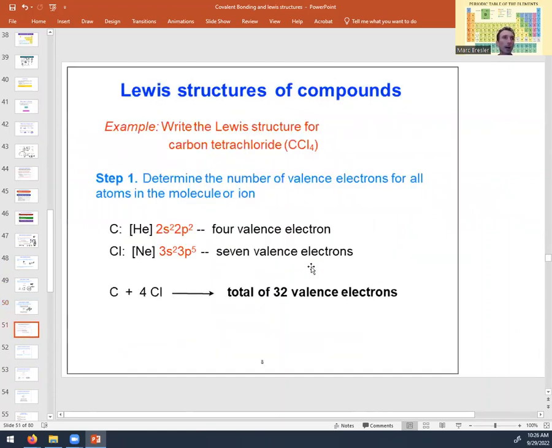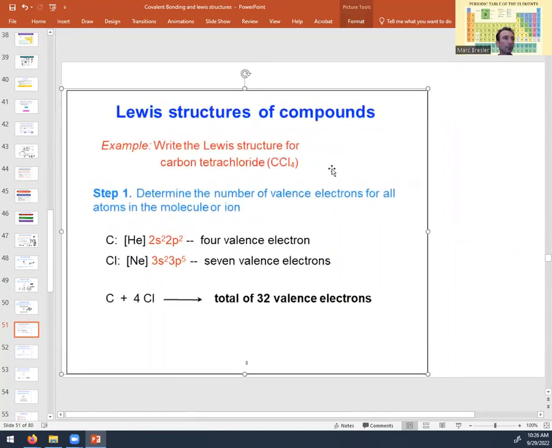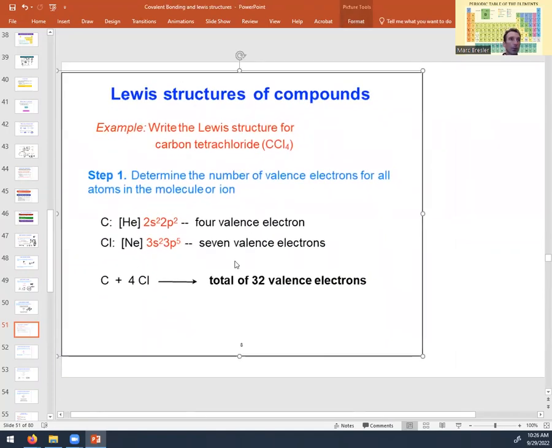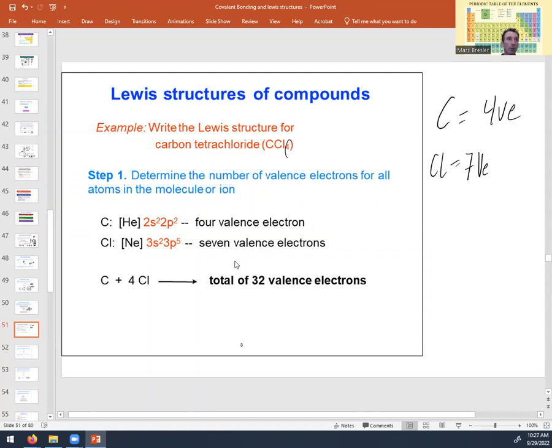Let's do one more, carbon tetrachloride. Carbon has 4 valence electrons. Chlorine has 7 valence electrons. There are 4 chlorines, so you multiply times 4. 7 times 4 is 28. So that's a total of 32 valence electrons. Carbon will go in the middle because you see the 4 chlorines, and then write the chlorines all around. Notice that each single bond is 2 electrons.